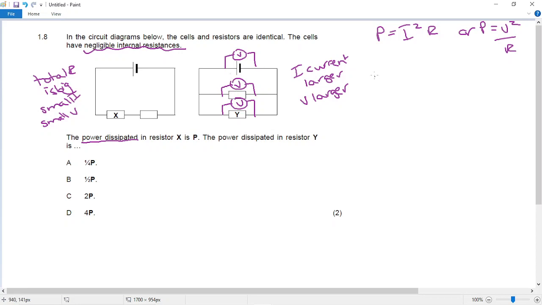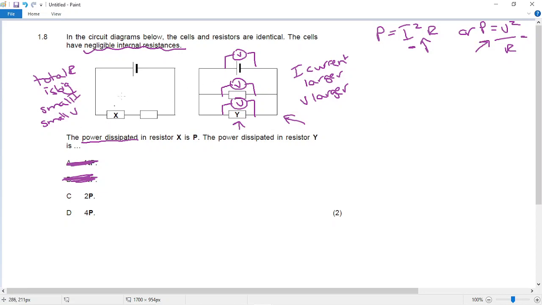So if you check the formula, if I increases and if V increases, the power increases. So in my answers here, this is resistor Y. It has to be one of the bigger answers. You can't be giving me the answer A or B, because in this second parallel circuit on the right, both the current is larger and the voltage is larger, so the power has to be larger. But have a look at the formula. Both of the formulas have a squared factor in them.